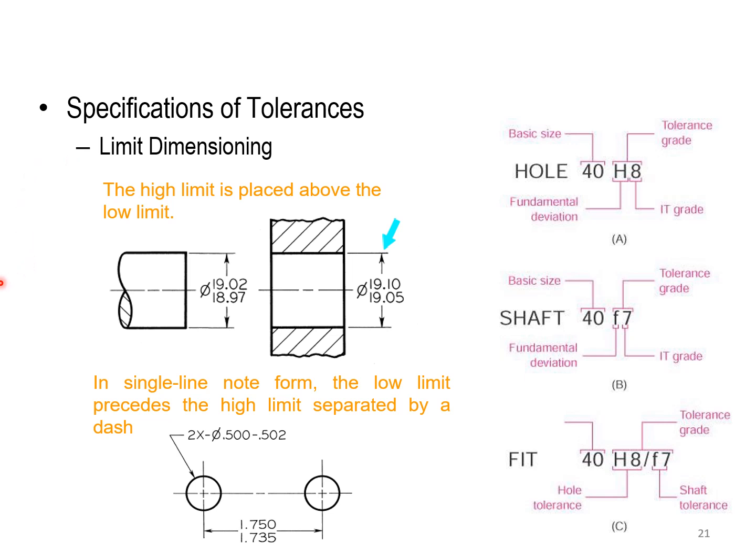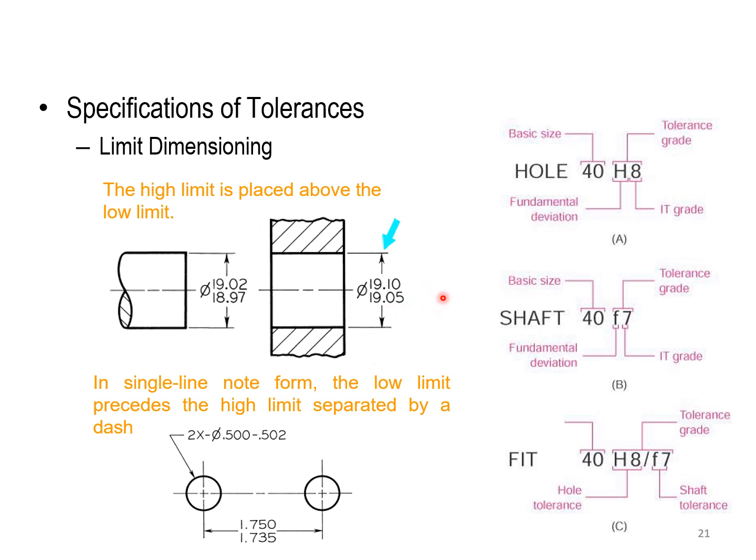Now we're going to the specification of the tolerances. That's something we need to add to the drawings later, and let's see how we can read them. So we have the limit dimensioning, where the high limit is placed above the low limit. Always the high limit is placed over the low limit. So this is the maximum diameter of the shaft. This is the minimum diameter of the shaft. Here for the hole, this is the maximum diameter of the hole and the minimum diameter of the hole.